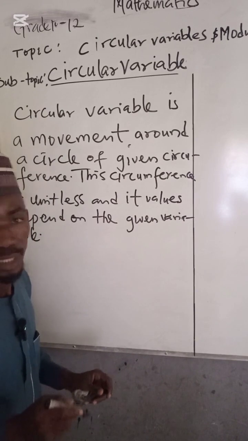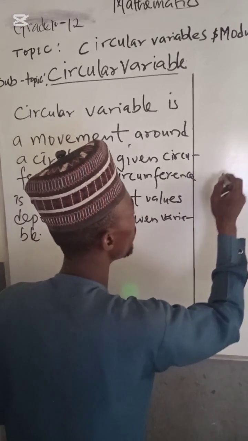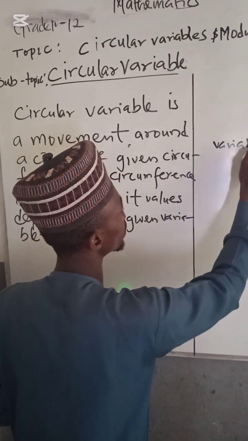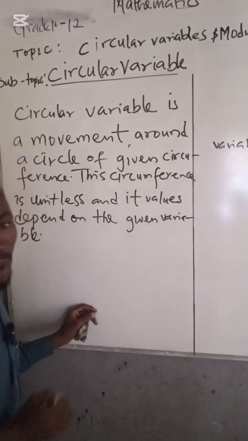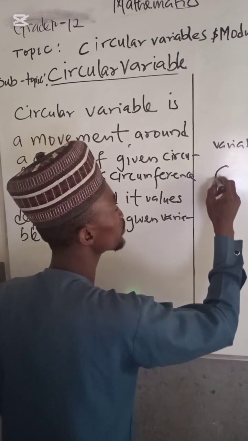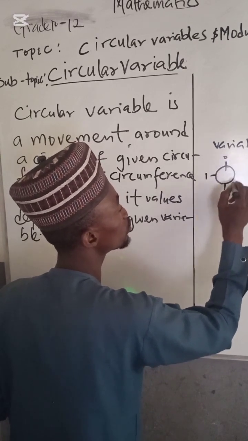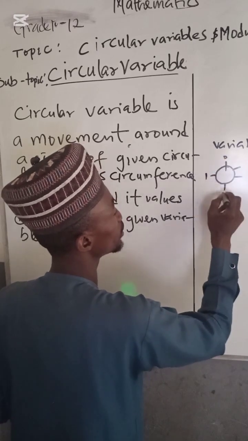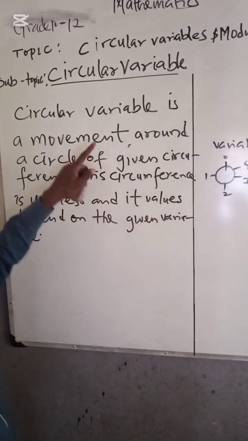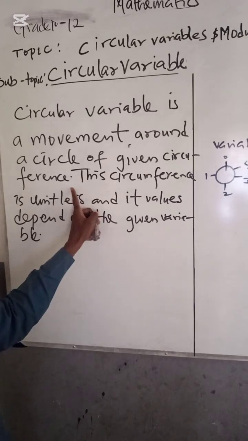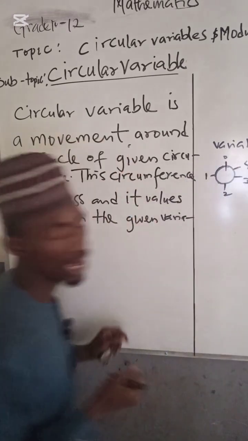What do we mean here? Let's quickly look at this. If you have a variable 5, it means the circumference of this variable is 5. It will be sections 0, 1, 2, 3, 4, 5. This is what we mean by movement around a circle of given circumference. Now, the variable is 5, so it means that the circumference is 5 units.